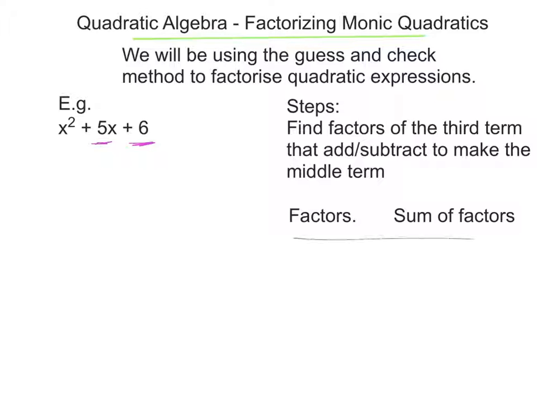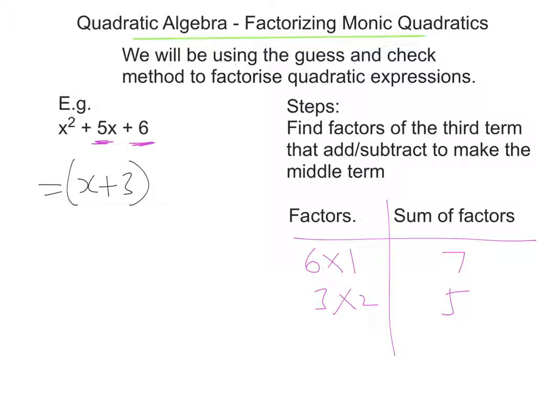So over here on the right, I've got a little table, and I'm going to look at the factors of 6. That can be 6 times 1, or 1 times 6, and 3 times 2. Both of those are factors of 6. If I add 6 and 1 together, I get 7. That's no good. But if I add 2 and 3 together, I get 5, and that's the middle term. So that means that I can now factorise that as x plus 3, x plus 2.